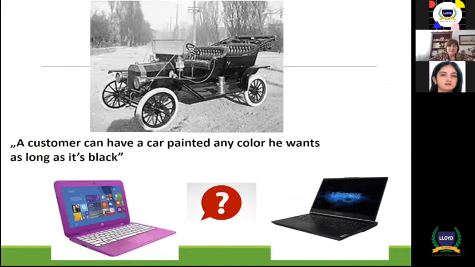Then something else, not a joke, just an example from life: Henry Ford also said that the customer can have a car painted any color he wants as long as it is black. So he didn't pay attention to the color as a key performance indicator. The color of cars was not included in his quality target product profile. And in the lower part of the slide, you can see two laptops, two notebooks.